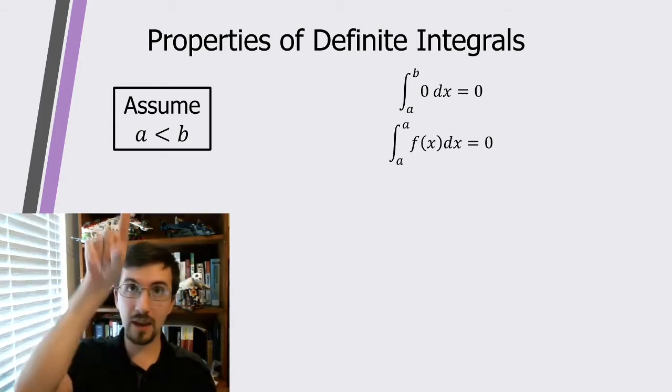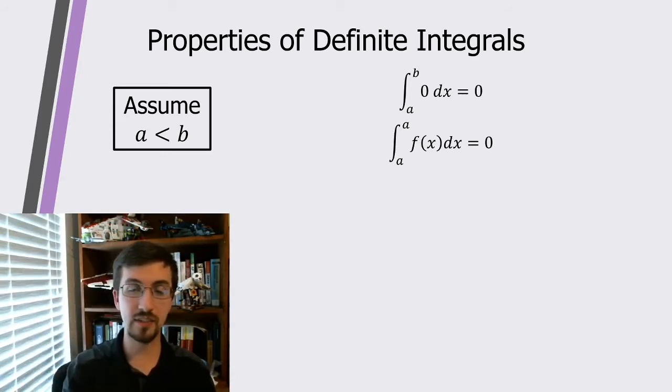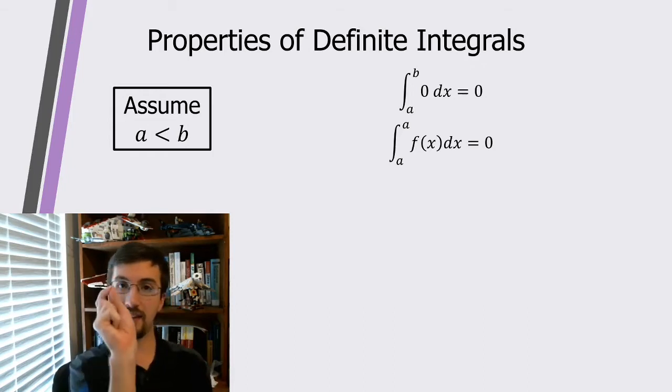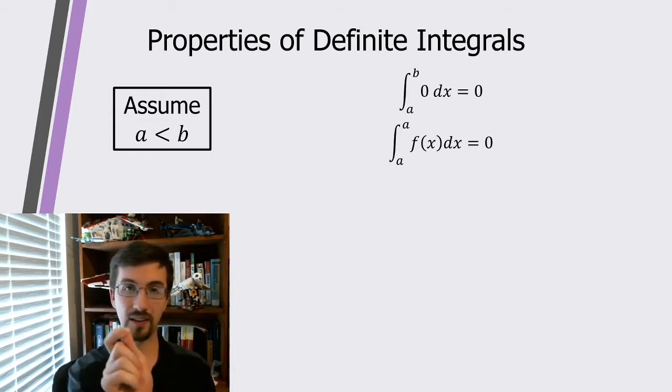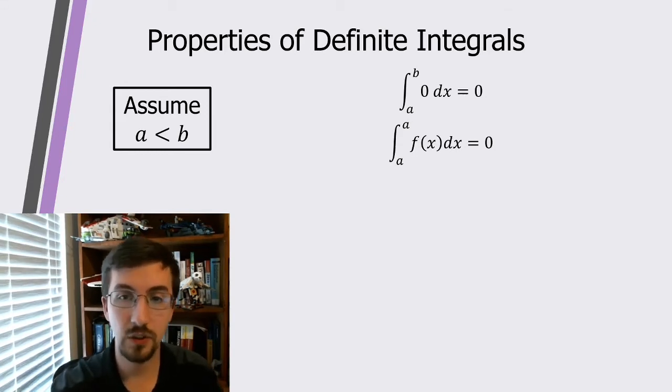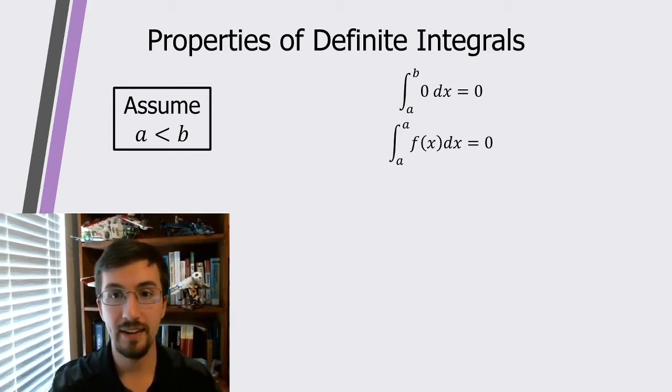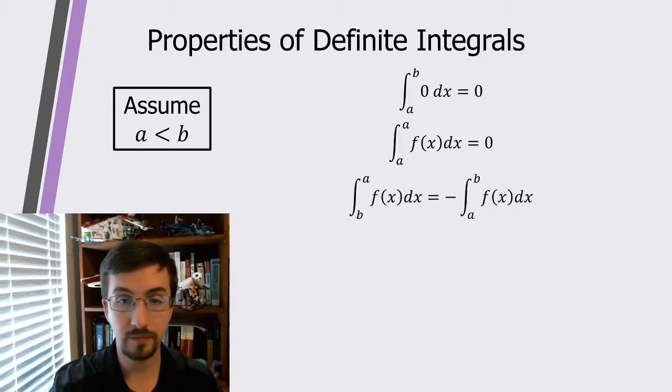Then, this is saying the integral from a to a of a function is 0. So if you're at a single point, there's no area there. The area is 0 at that single point. It doesn't matter how high the function is, because that line doesn't have any actual width. There's no area, and so the integral from a to a of a function is 0.